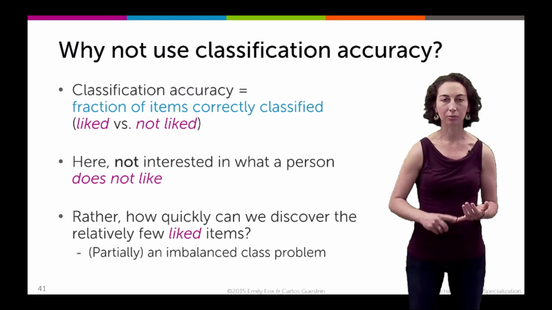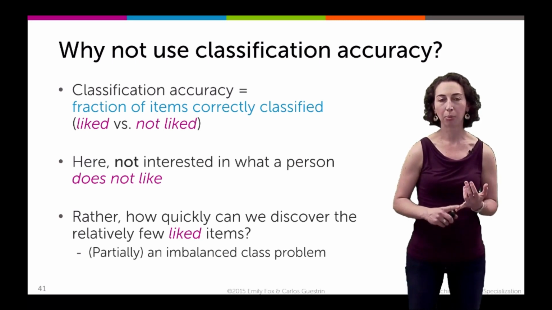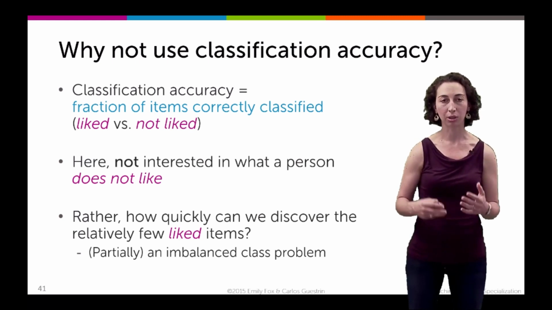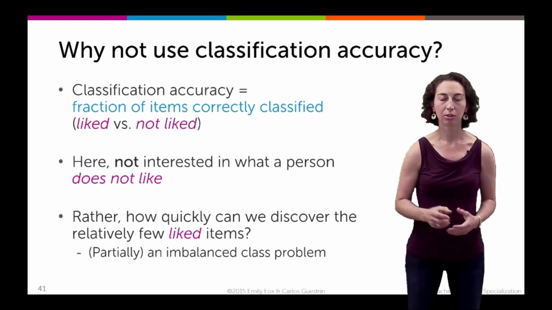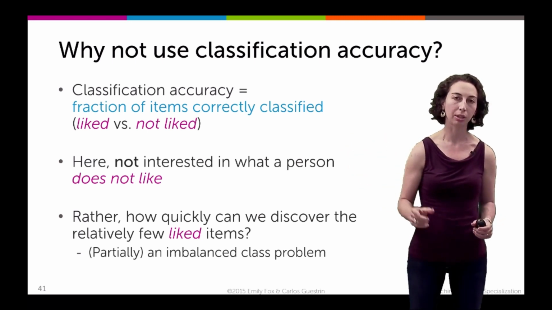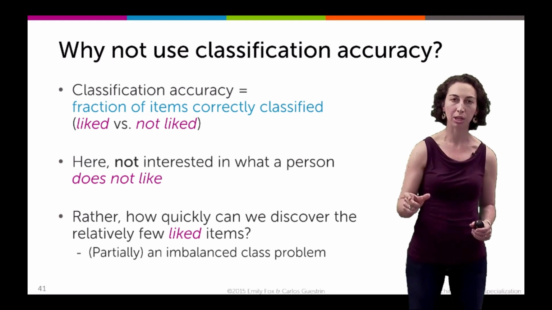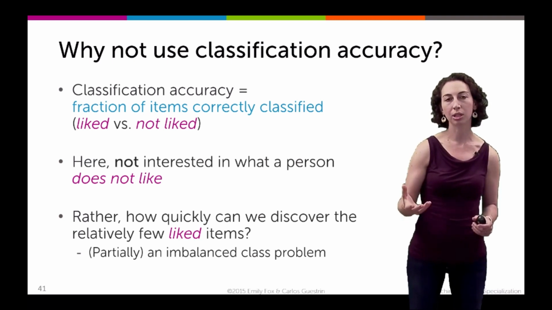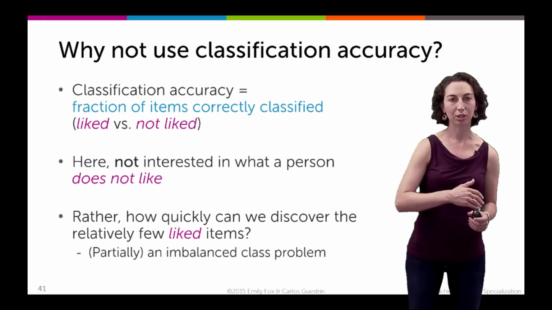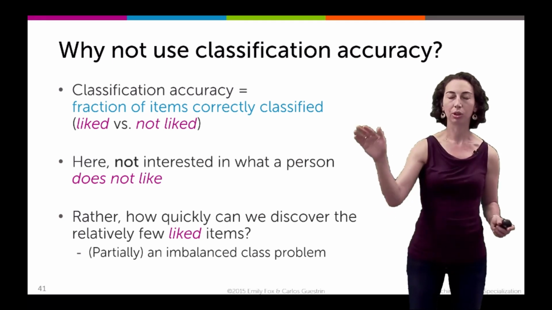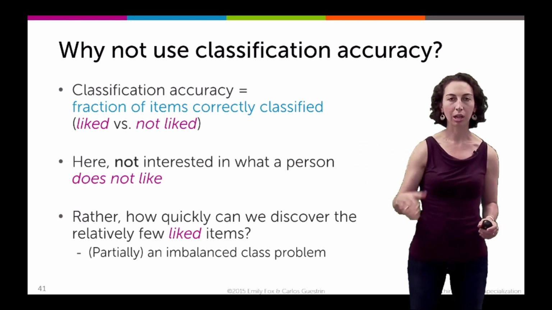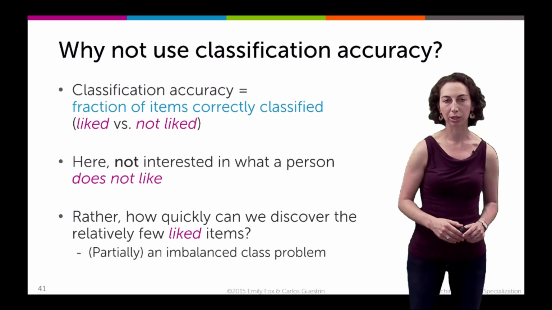One is the fact that we really care more about what the person liked than what they didn't like, and often we're faced with very imbalanced classes. For example, there are lots and lots and lots of products out there, but typically a user is only going to like a very small subset of them. And so if we use this type of metric, we can get very good accuracy by just saying that the user won't like any of the items. So not recommending anything will get pretty good performance according to this metric.